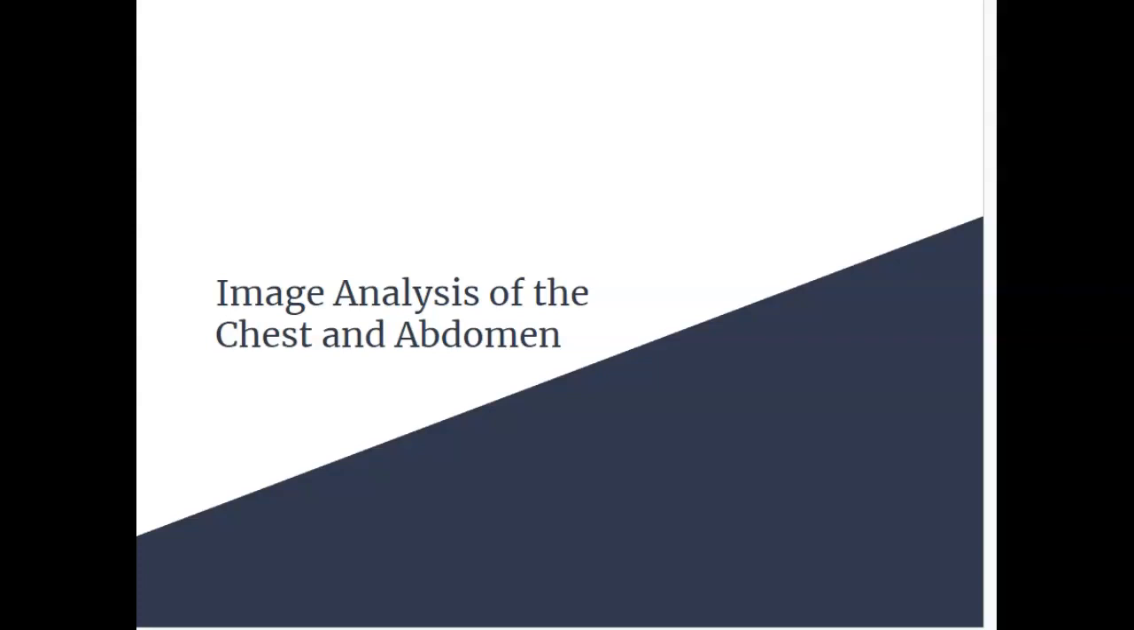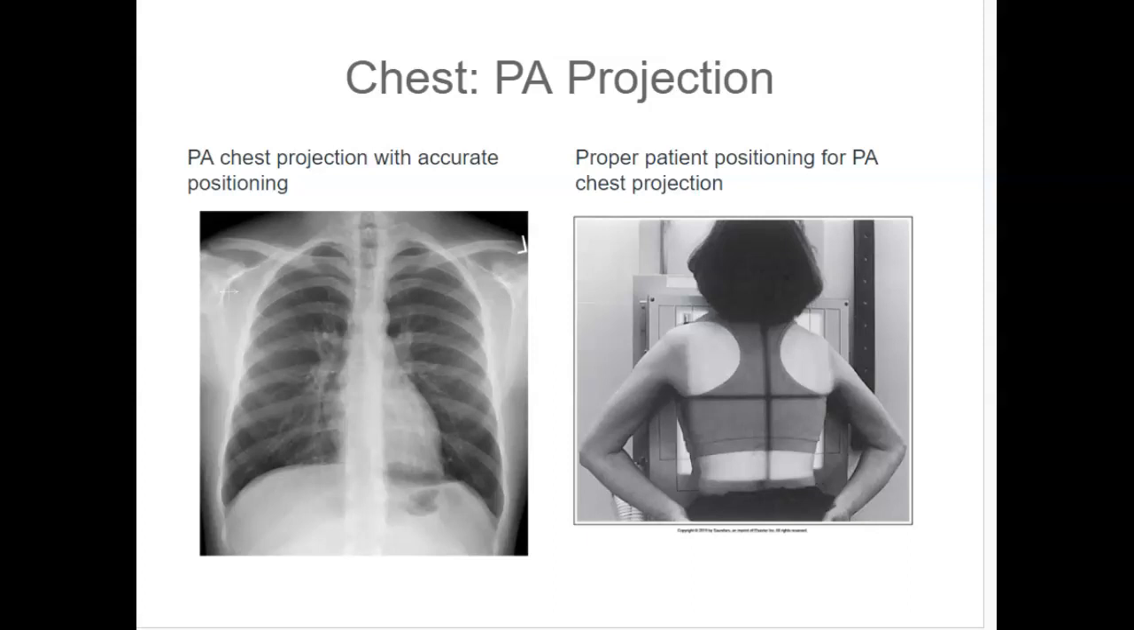In this module, we will review the image analysis guidelines for the chest and abdomen. Radiographic image analysis guidelines for a PA chest projection state that the thoracic vertebra and posterior ribs should be demonstrated through the heart and mediastinal structures. The lung fields should demonstrate symmetry.